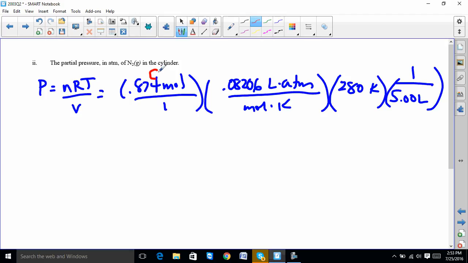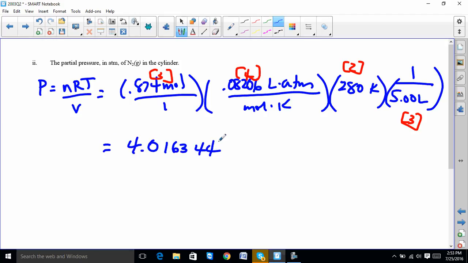You can see that this has three sig figs, this actually has four, this has two, and this is three. When you pop it in your calculator, what comes out is 4.01634464 atmospheres, because mole cancels with mole, liter cancels with liter, and K cancels with K. But because you only get two sig figs, the best answer is 4.0 atmospheres.